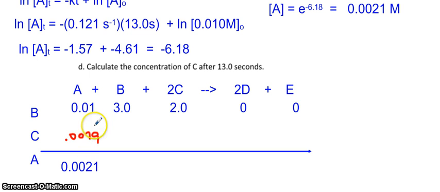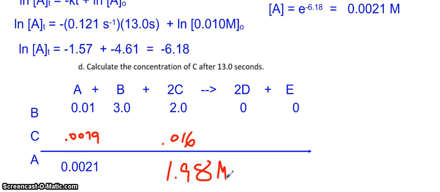So for every 2 A that change, what's going to happen to C? What's twice this? That times 2 is roughly 0.016. So now what's 2 minus 0.016? I could probably do this in my head, but for some reason I'm not. 2 minus 0.016 is equal to 1.98, and that would be your final molarity.